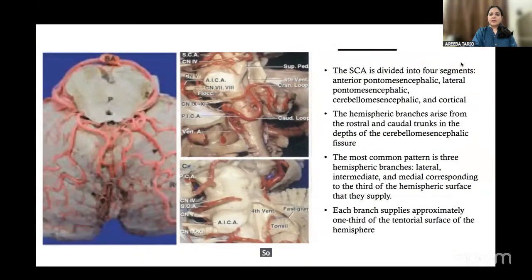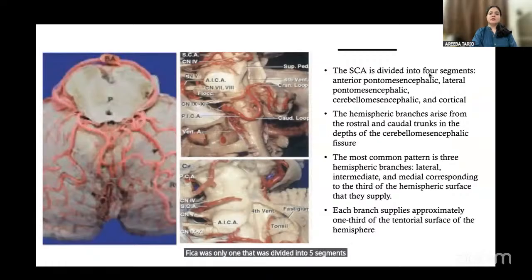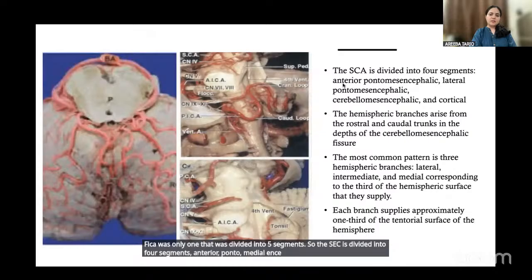So SCA is again divided into 4 segments, just as ICA was divided into 4 segments. PICA was only one, it was divided into 5 segments. So the SCA is divided into 4 segments. Anterior pontomesencephalic. As the name suggests, it's going to rise.